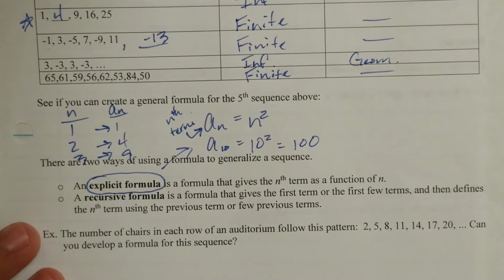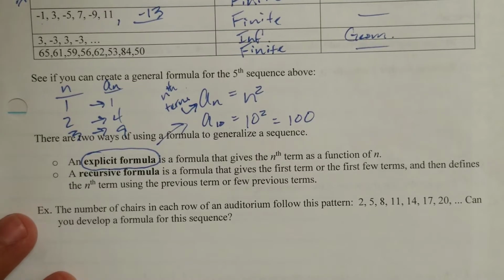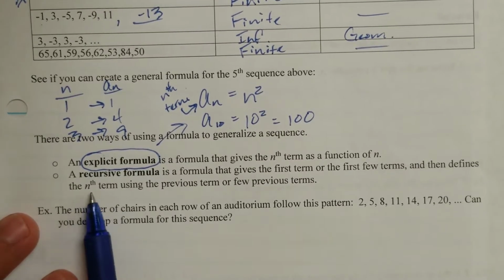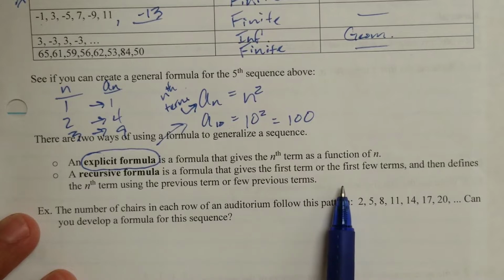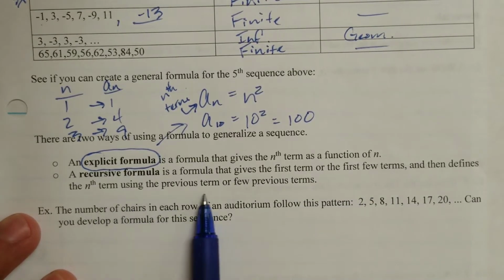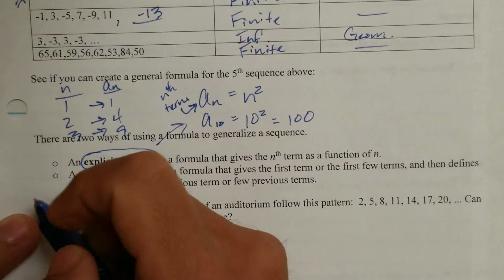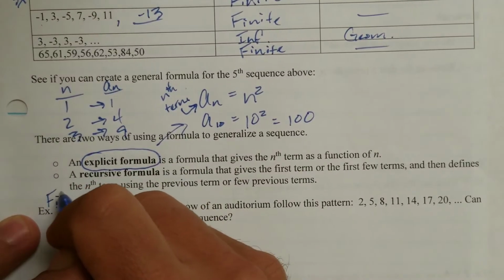There's another type of formula that we'll talk a little bit about. It's called a recursive formula. A recursive formula is a formula that gives the first term or the first few terms and then defines the nth term using the previous term or few previous terms. So, for example, let's go back to that Fibonacci sequence.